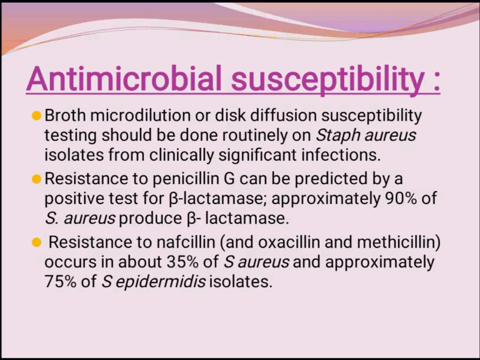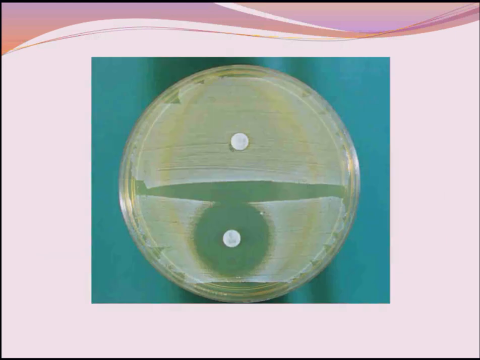So they introduce the nafcillin, methicillin, and oxacillin, which are also called the penicillinase-resistant penicillins. Even to these antibiotics, 35% of Staphylococcus aureus and 75% of Staphylococcus epidermidis become resistant to these antibiotics.